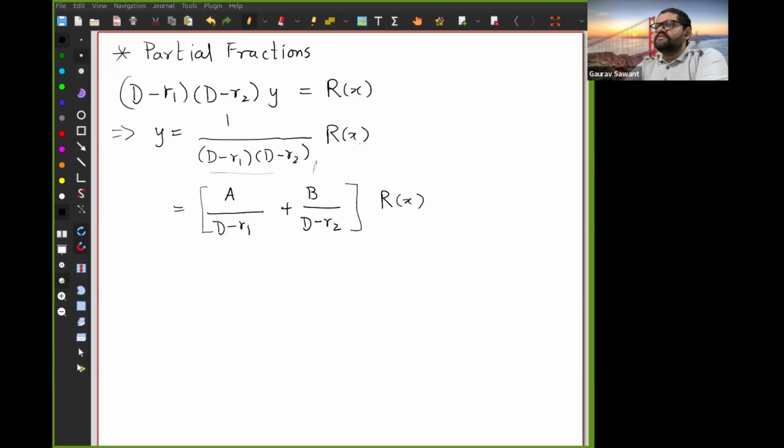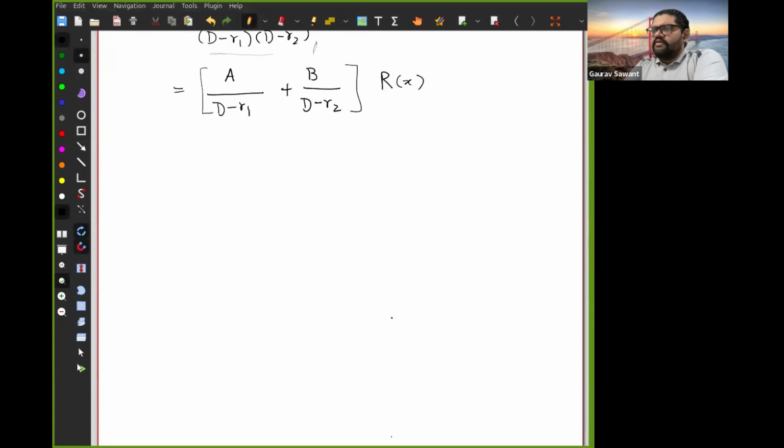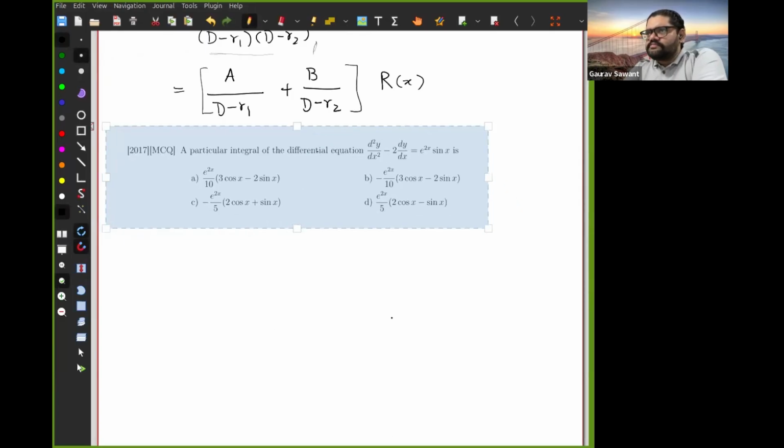So let's look at another inhomogeneous problem, and this time we will use partial fractions to solve it. Okay, so let me load this problem up. Okay, let me load this here, and we will use another sheet.